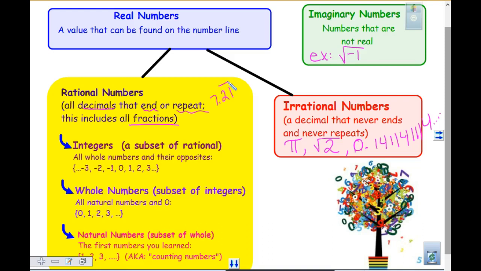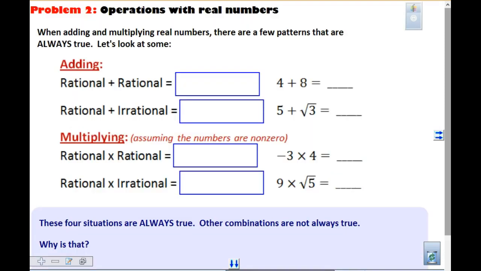All right. So you are going to be asked to classify numbers. We're going to do some hands-on activities. I don't know if today, but probably Monday, where you're going to be looking at those. The next thing I'm going to be asking you to do is to add. And it says, when we add 2 rational numbers, there are a few patterns that are always true, so let's look at those. So, when you add 4 and 8, 4 plus 8 gives us 12.